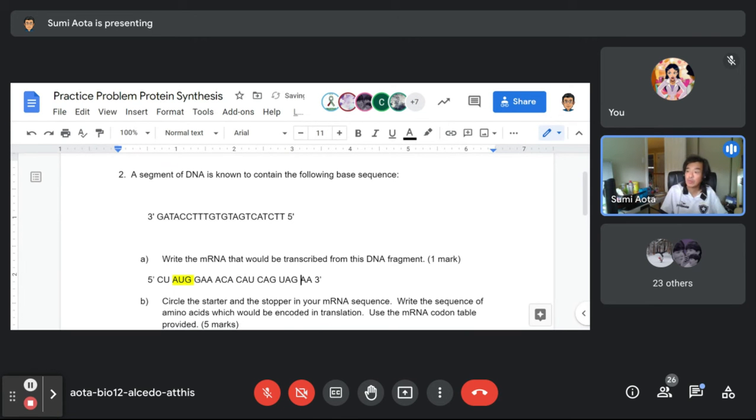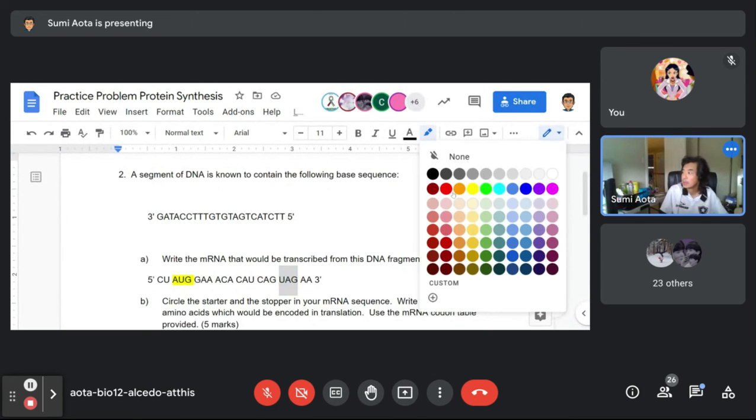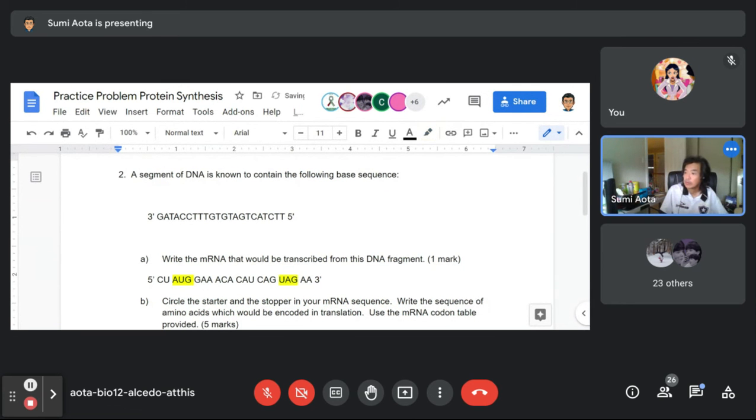Which means there are 2 bases ahead of the start, which aren't going to be used. And there are 2 bases at the end, which are not going to be used. Now, the stopper has to be either a UAA, a UAG, or a UGA. Well, there's a UAG right here. So if I highlight that, okay, so there's my start and there's my stop.